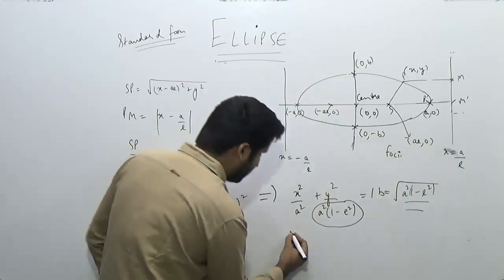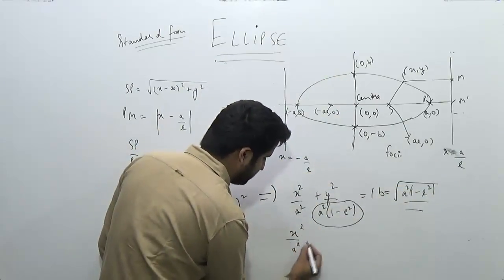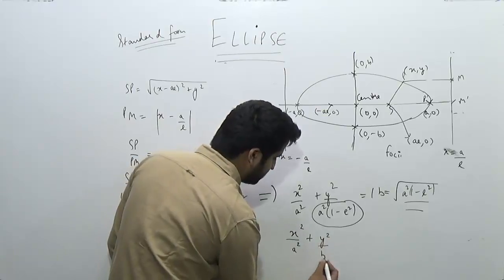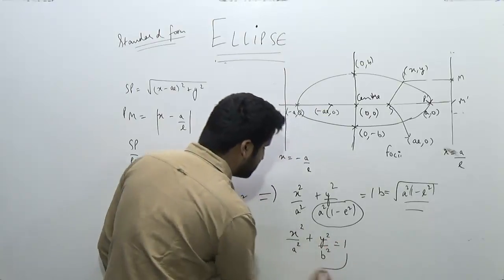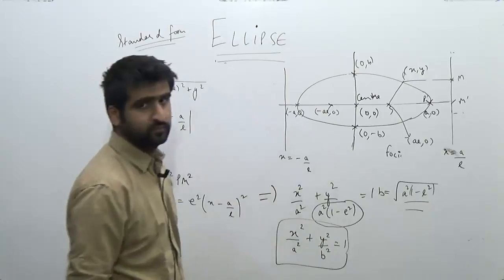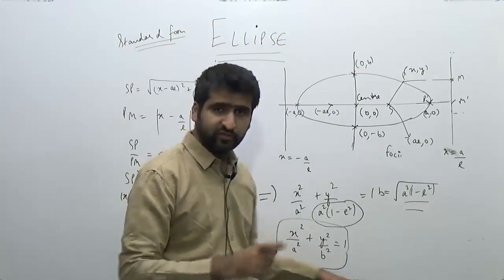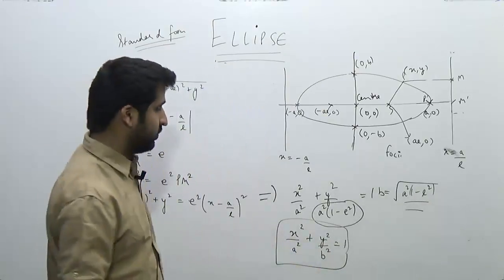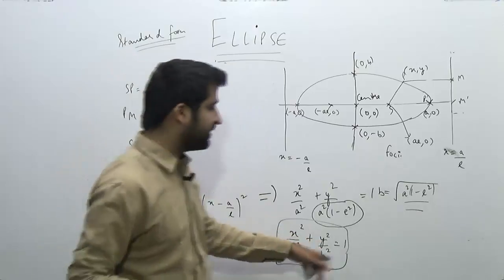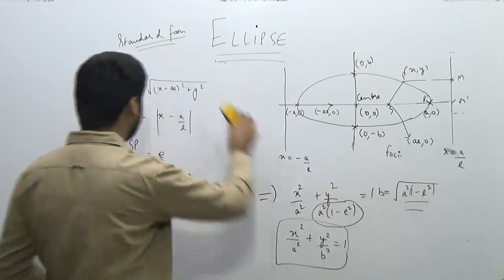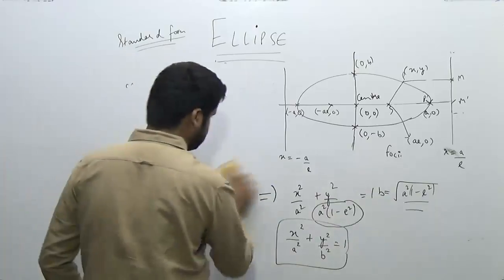So the equation of the ellipse will become x square upon a square plus y square upon b square is equal to 1. So this is the standard equation of the ellipse. Right? x square upon a square plus y square upon b square is equal to 1. Now what are a and b over here? And why did I write this b here? So we'll discuss this now.